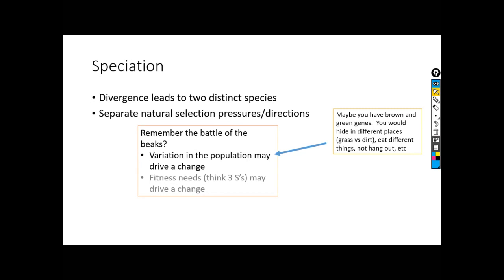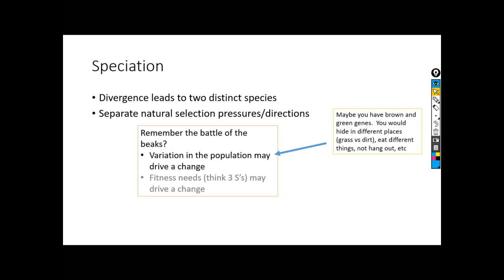If I was brown, I could also hide from predators, but I wouldn't be able to do it in the grass, right? I would stick out like a sore thumb. So I would need to hide in something like dirt or soil. This would cause my population to separate. A green individual would have to hang out in the grasses most of the time because it's safe there. So I'm going to live in different structures most of the time. I'm probably going to eat different things that live in the grasses where I'm hanging out.